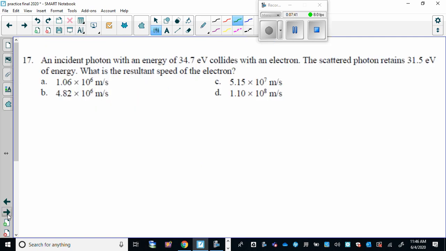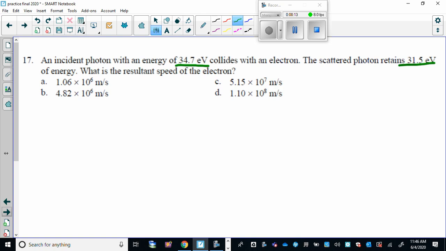Number 17, an incident photon with an energy of 34.7 electron volts collides with an electron. The scattered photon retains 31.5 eV of energy. What is the resultant speed of the electron? Okay, this is a good question. So a photon has this much energy, it hits the electron, and then the photon has that much energy. So what happened to the energy that the photon gave up? Well, it gave it to the electron to give it kinetic energy.